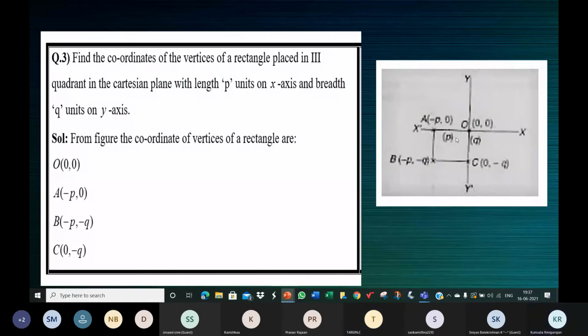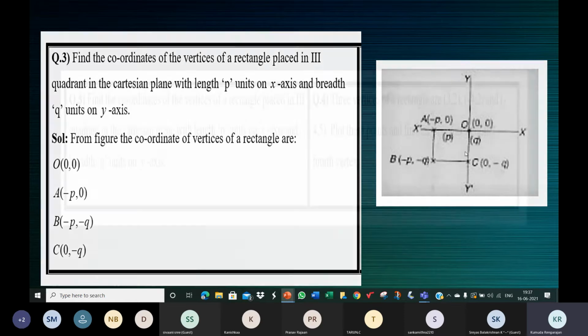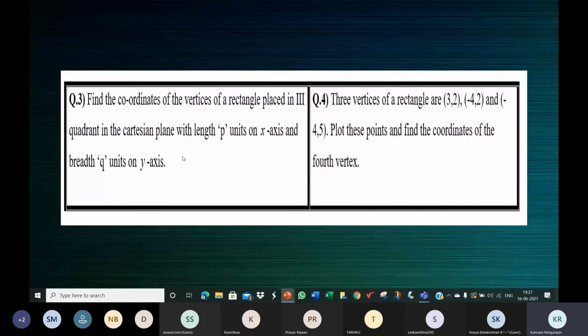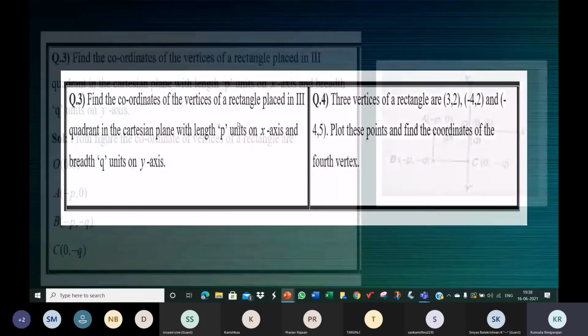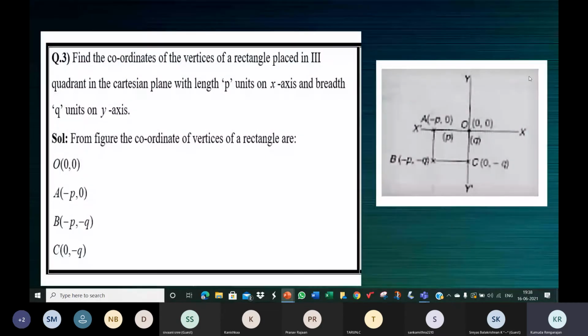So children, it's very clearly given that the rectangle is placed in the third quadrant. You can see the figure here. The figure is not given to us. This is the question. What I showed you here, this is the question. So you need to illustrate the information. It's given that it lies in the third quadrant.